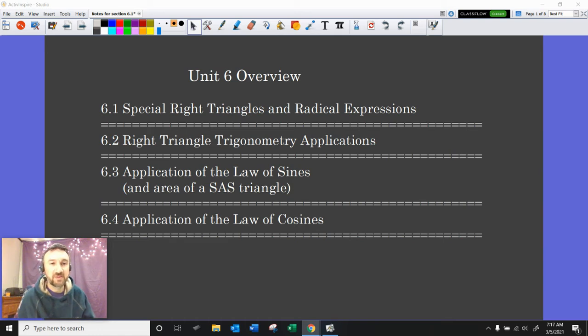Right triangles. So this is section 6.1. You can add a section to your table of contents in your notebook, and then open up to a new page.